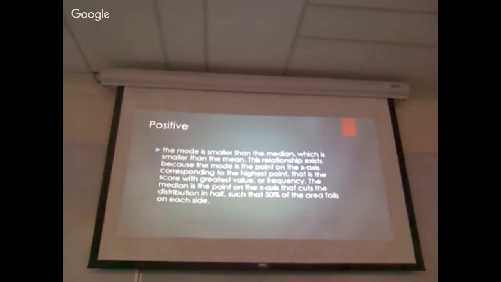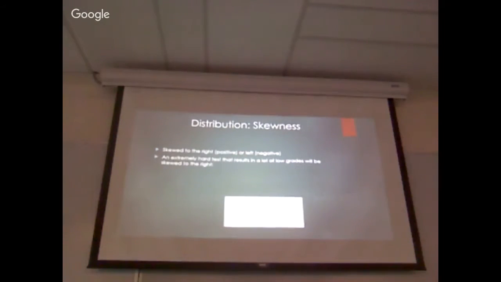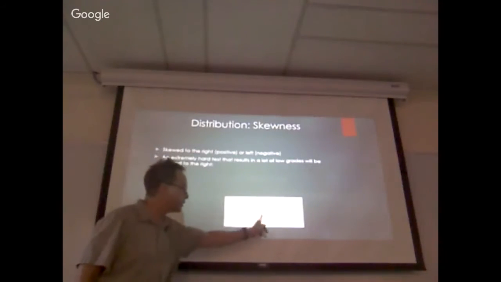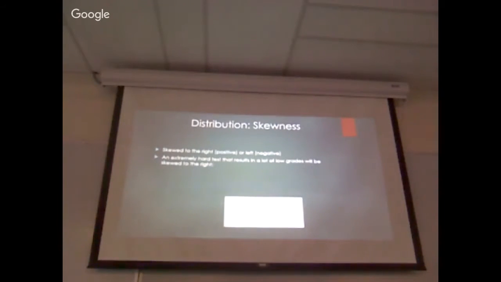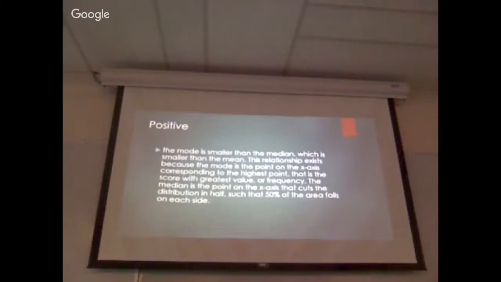So the mode is smaller with a positively skewed distribution. The numerical value of the mode is going to be less than the median. So here's the mode, here's the median. This relationship exists because the mode is the highest point on the graph, the part that sticks up, if you want to put it in plain English. And the median is going to be at that halfway point.